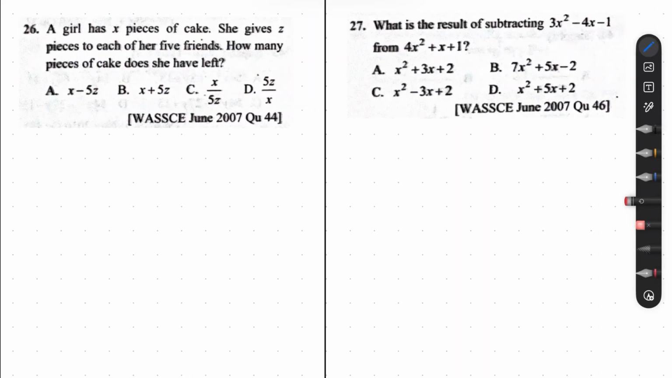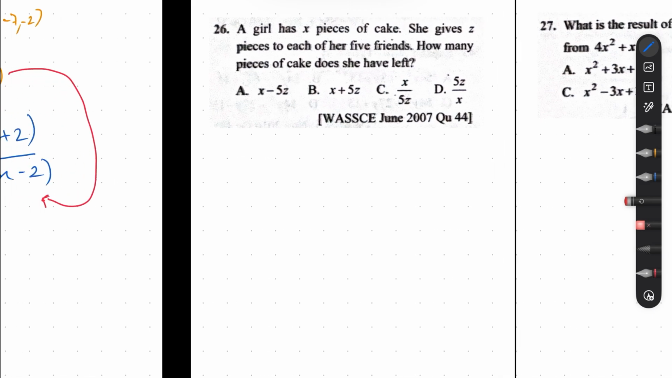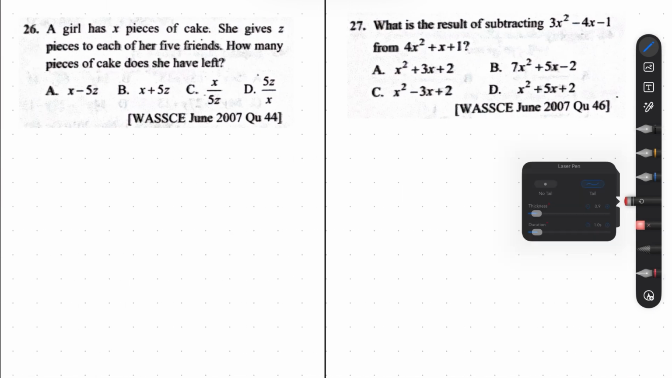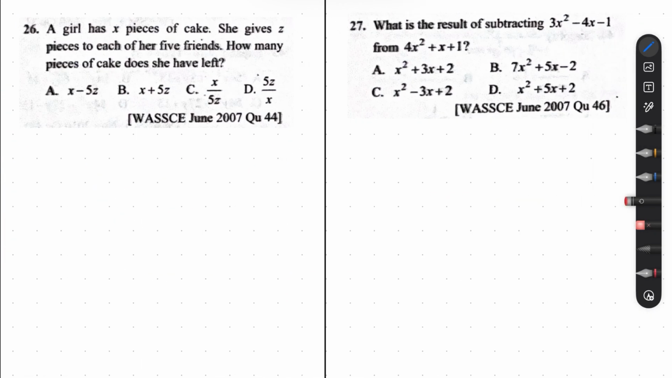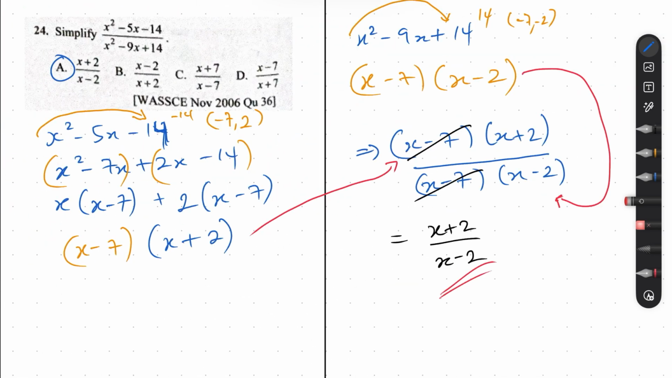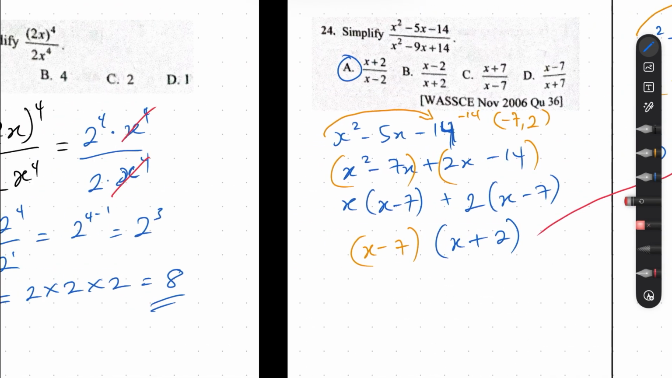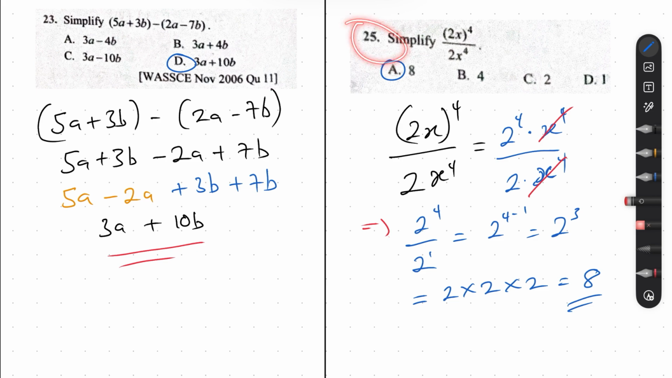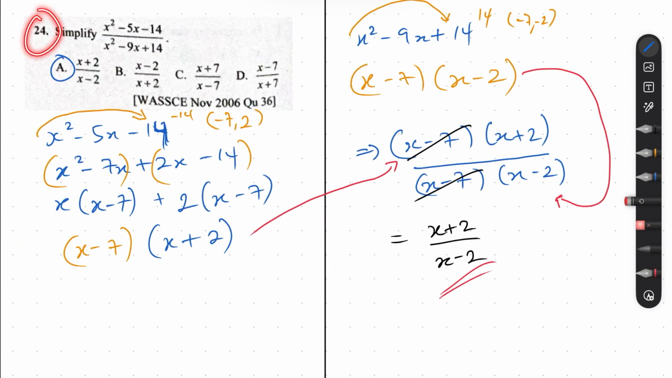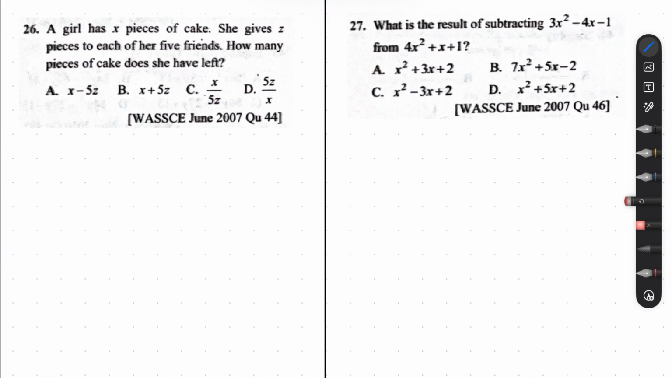In this session, we're going to start with question number 26. Previously, we ended on 25, but then we solved 24 last. So we are moving on to question number 26.